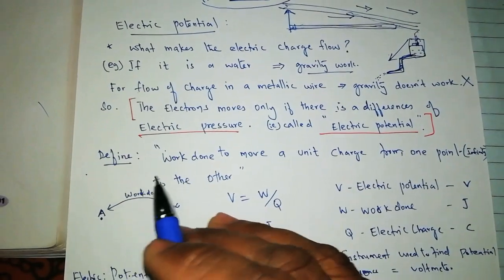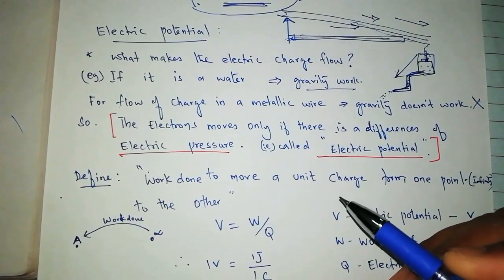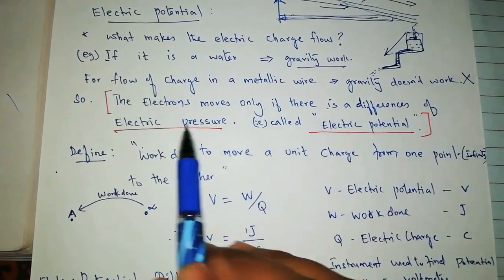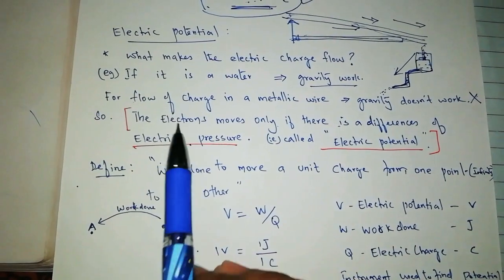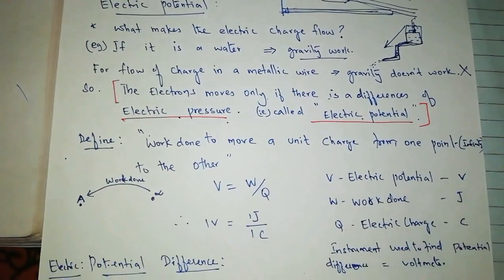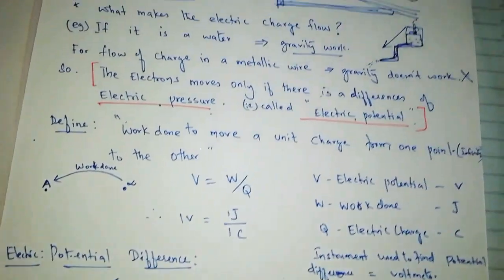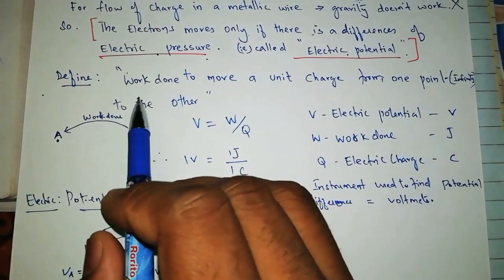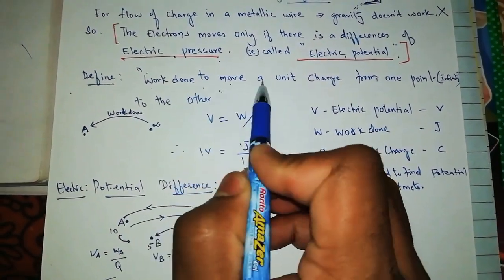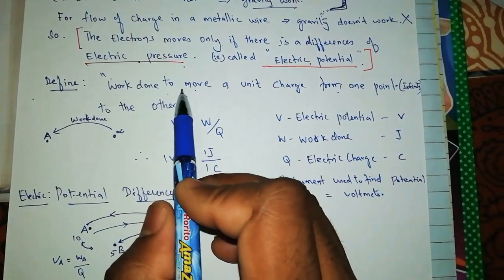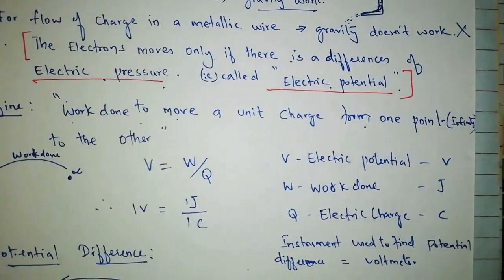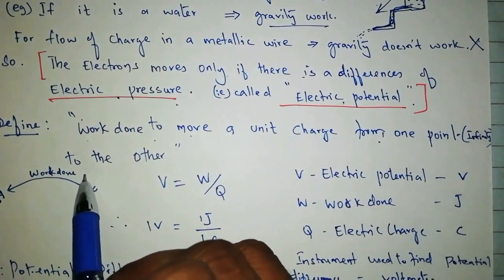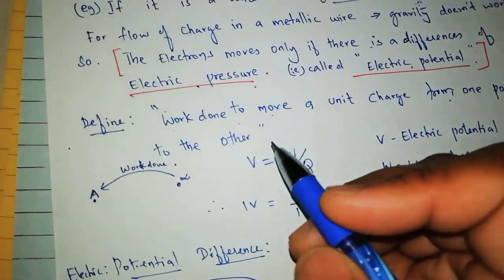So how does the electron move in a metallic wire? The electron moves only if there is a difference in electric pressure, and that is said to be electric potential. Okay, if I want to explain more, let's learn the definition. That means work done to move a unit charge from one point, which may be at infinity, wherever it is, to the other point. It looks very simple, right? Okay, let's learn with an example.